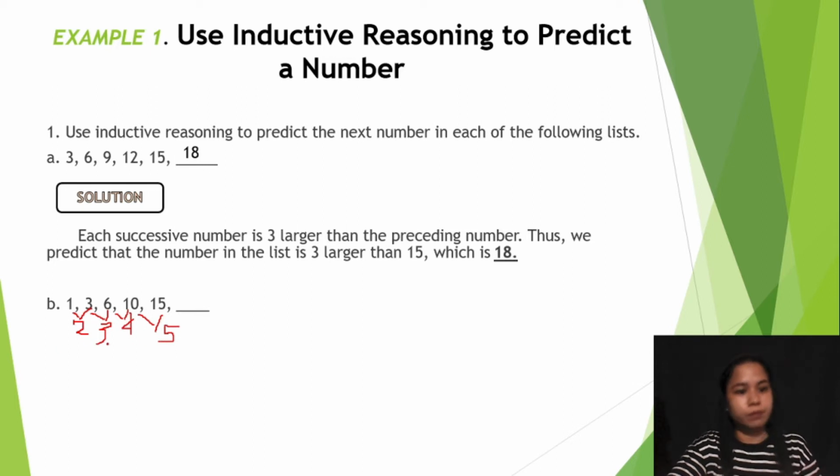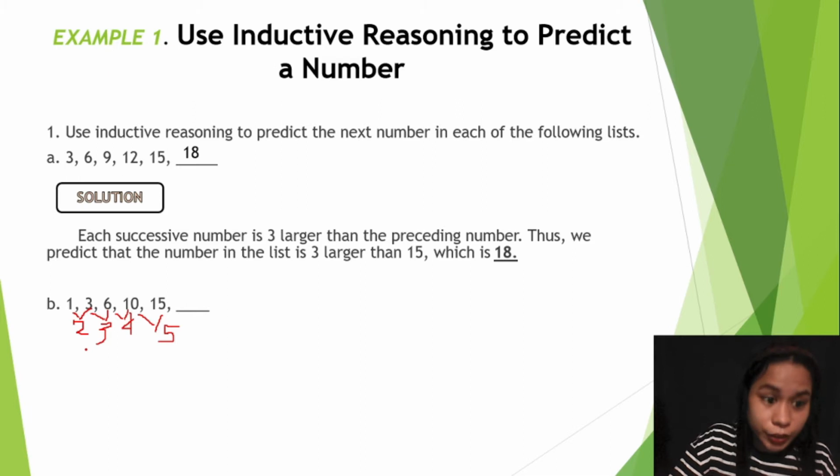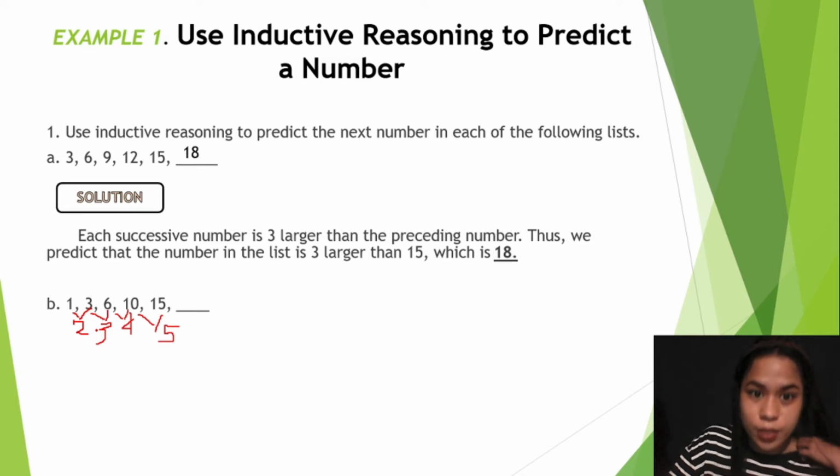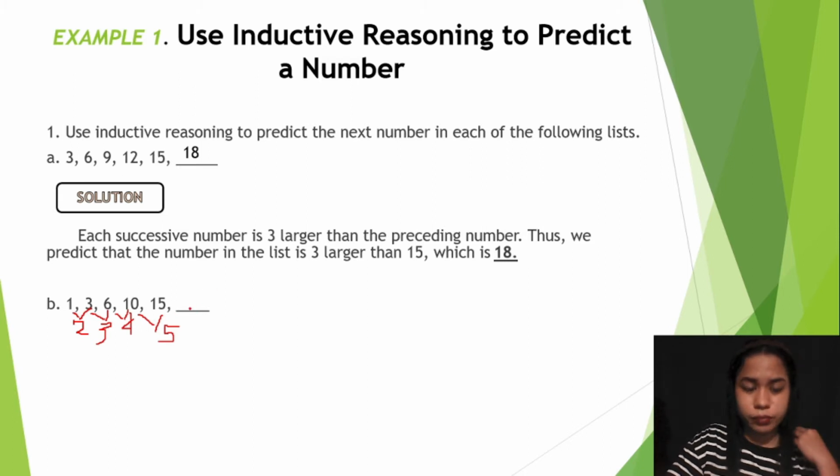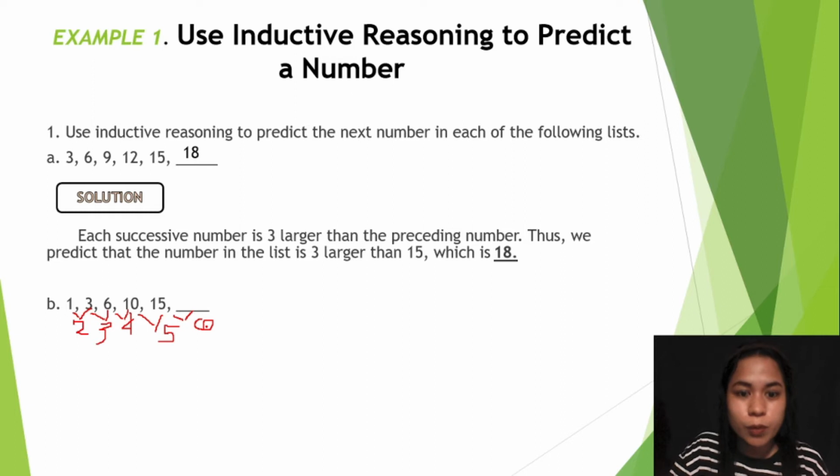So as you can see, the pattern that we have observed is 2, 3, 4, 5. Their differences are consecutive numbers. So meaning this next number, when we subtract 15 from it, the answer should be 6. So we look for the number that, when we subtract 15, the answer is 6. So we do a backward solution. Let us add 15 plus 6. So this is 21.